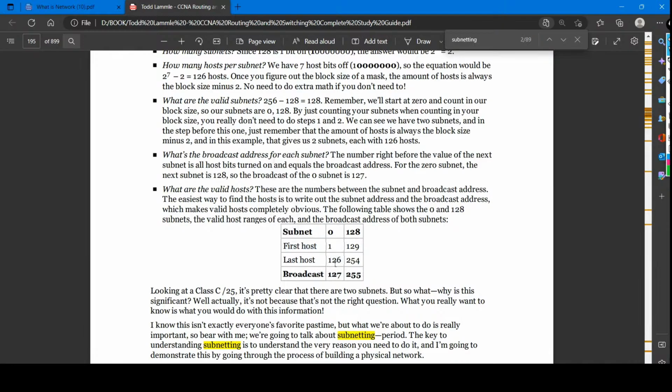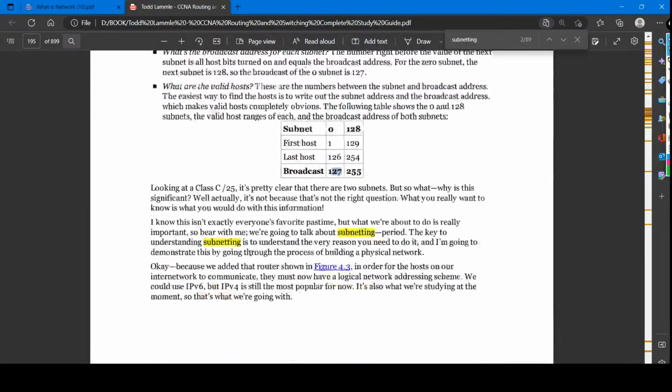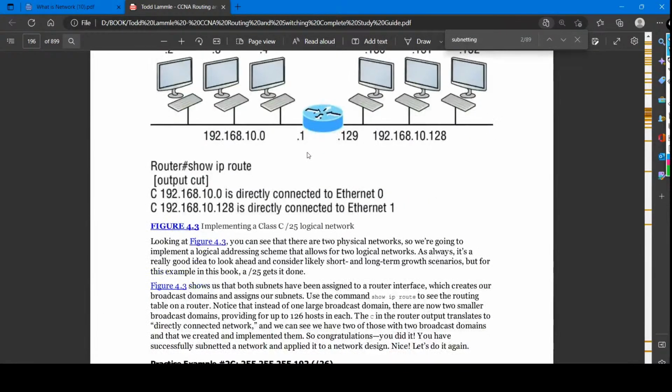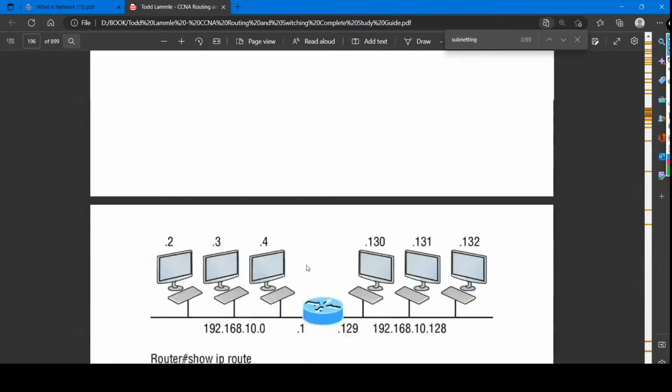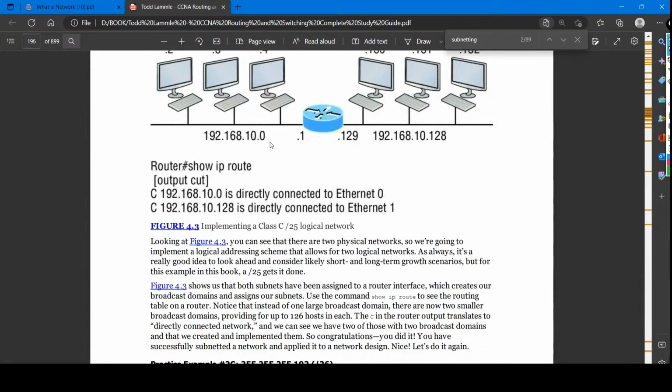host IP address will be this one from network 1, and this one is from network 2, which starts from 128. This one is the first valid IP address, and this one is the last valid IP address. This one is the broadcast address of the second network. This one is the broadcast ID of the first network. So with /25, in the same way, here you can see this one is my network 1 and this one is my network 2.